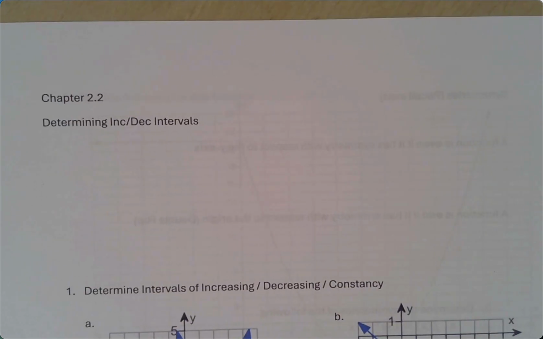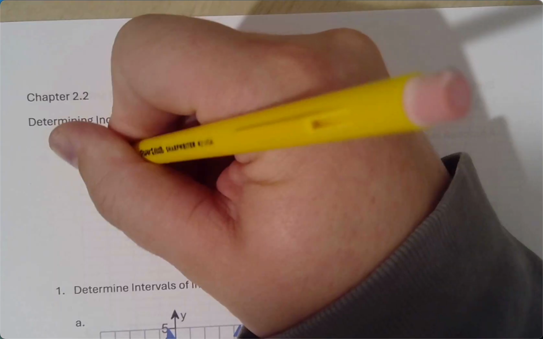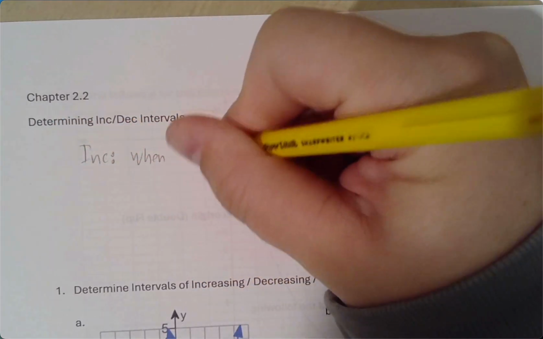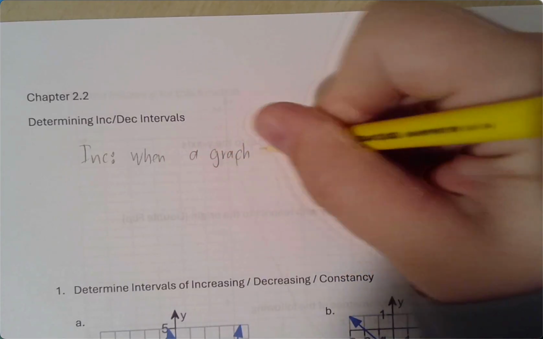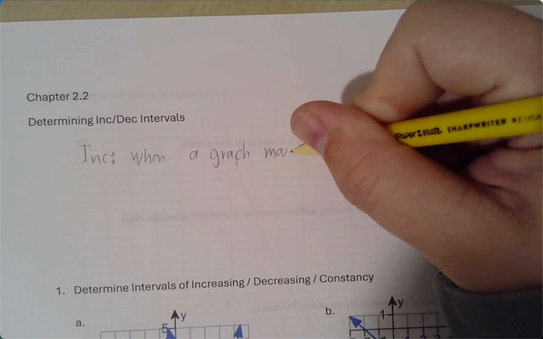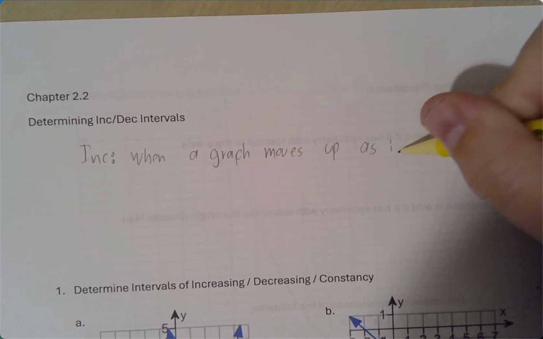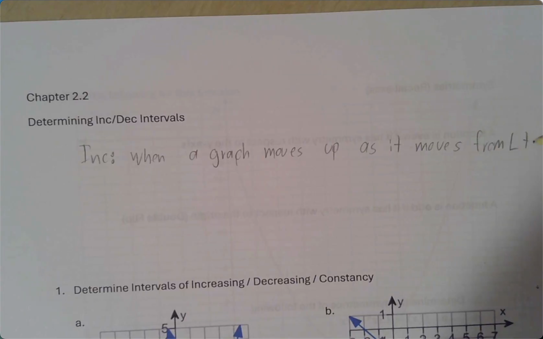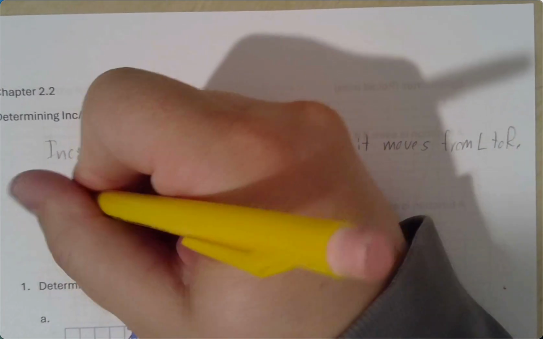So increasing and decreasing. What we're going to do is say a graph is increasing when a graph moves up as it moves from, I'm going to write it like this for shorthand, from left to right. And guess what that makes decreasing?